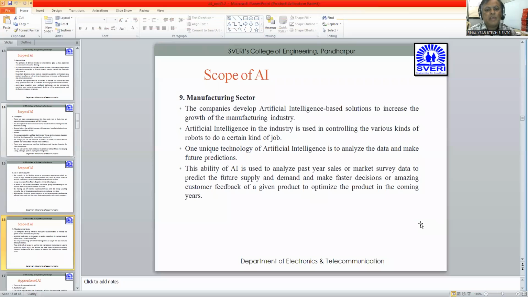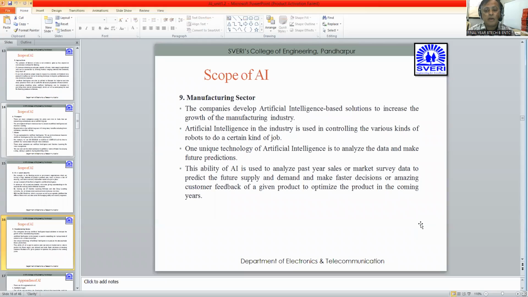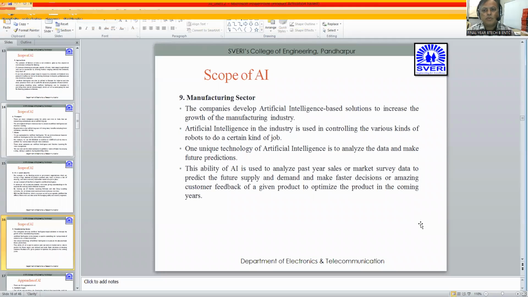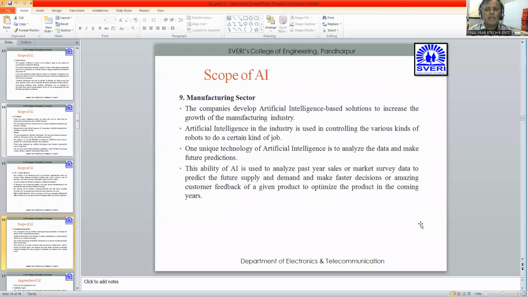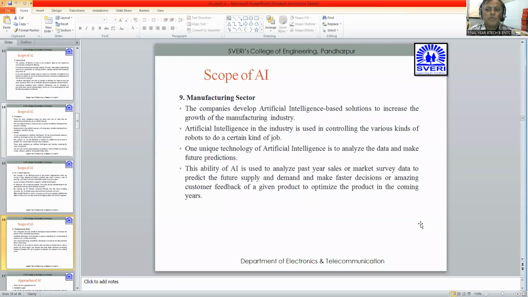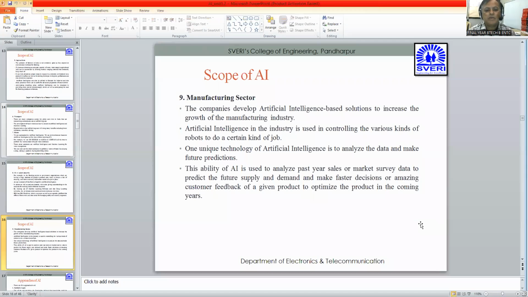AI can be useful for controlling various kinds of robots to do a certain kind of job. Nowadays full-fledged robots are not used, but the automation you're talking about is nothing but robots only. If these robots become completely AI based, then the whole scenario of the industry is going to change. That's what we are looking at in Industry 4.0, where machine learning and artificial intelligence come in full-fledged.